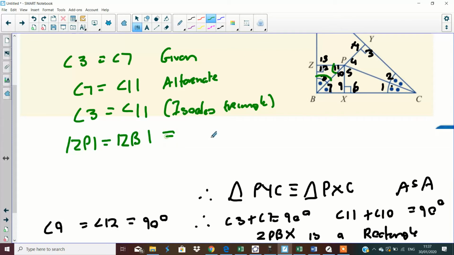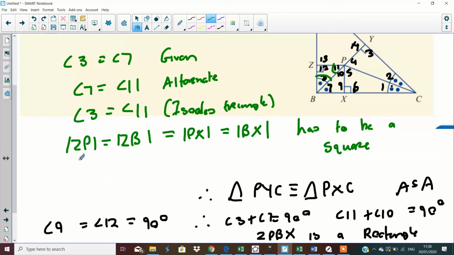And in turn that must equal PX and BX, because it has to be a square. Good job, whoever did that. Okay, Danny. Now, we've proven what we wanted to prove, didn't we? That PX equals PY must equal PZ or ZP. Done. Question 1, done and dusted.